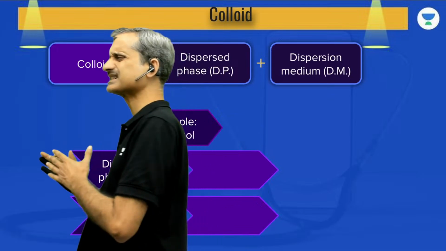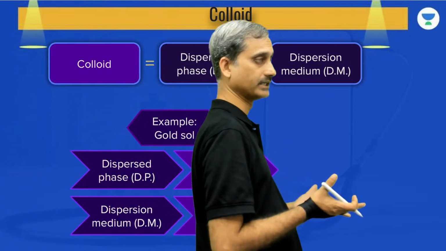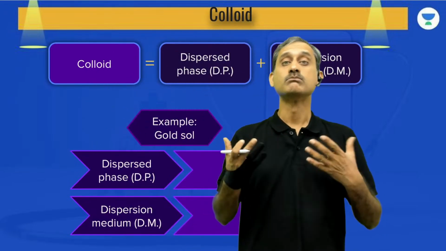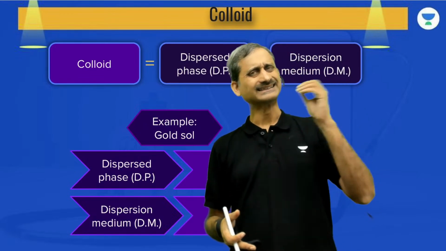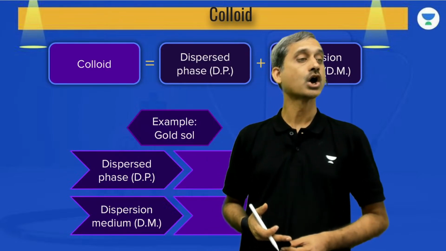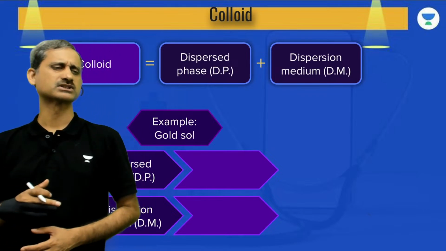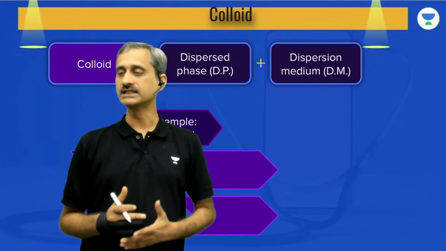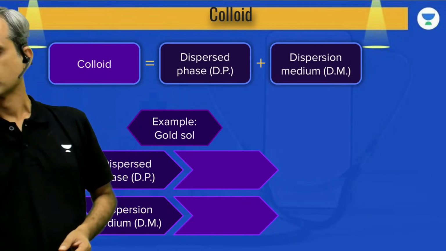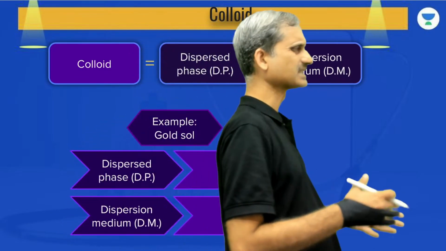There are so many examples of colloids in everyday life. Smoke is actually a colloid. We talk about clouds. Clouds are colloids. Smog is again a colloid. The tinted glasses, they are colloids. So all these substances are colloids. Every day we have so many examples of colloids. Mist, fog, all these are colloids. Is that clear?